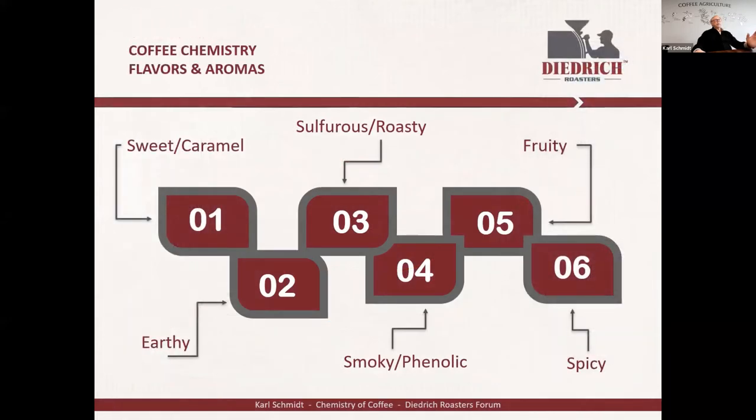Now, in all the flavor compounds, all the flavor components that we're basically looking at, there are about 28 to 30 of them. We're best characterizing and reducing the aromas that we can perceive in our palate down to six, what you see here: the sweet or caramel, the roasty flavors, the fruity flavors, spicy, smoky, and earthy.